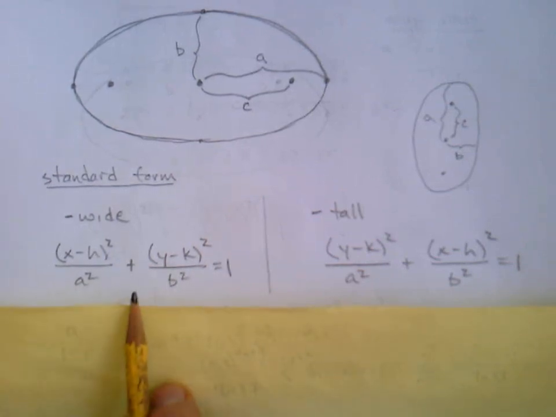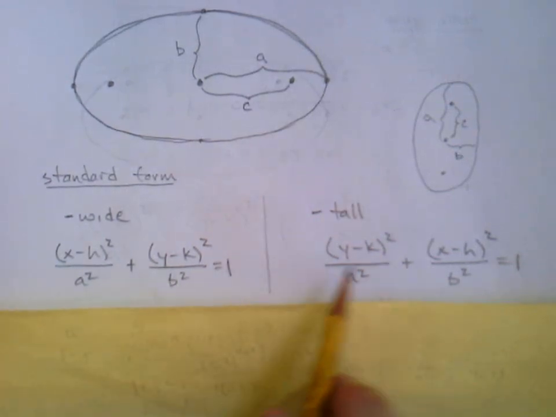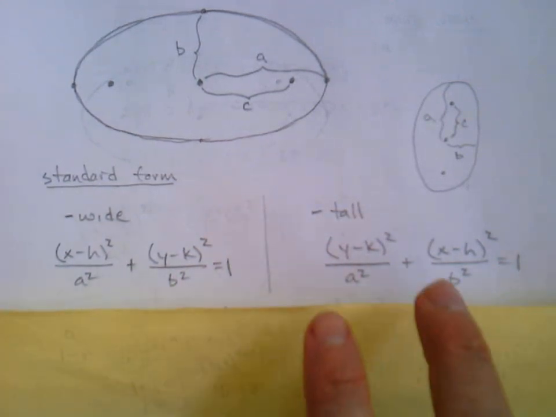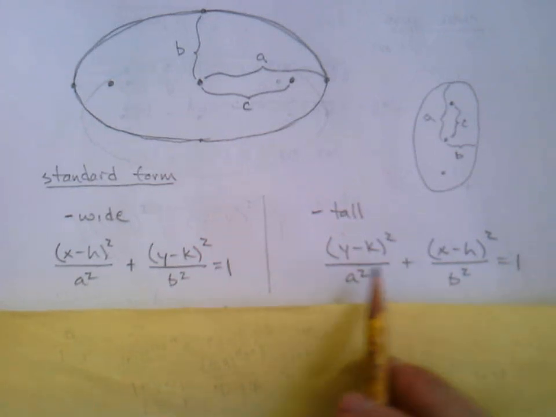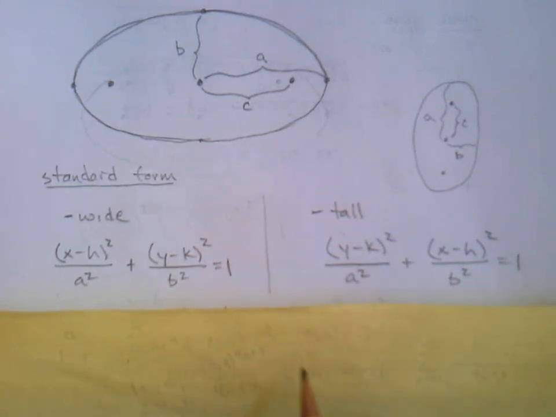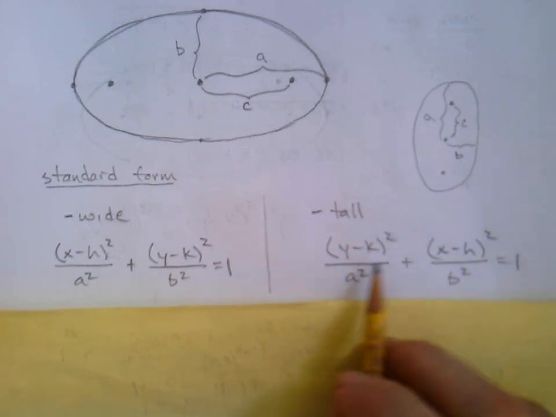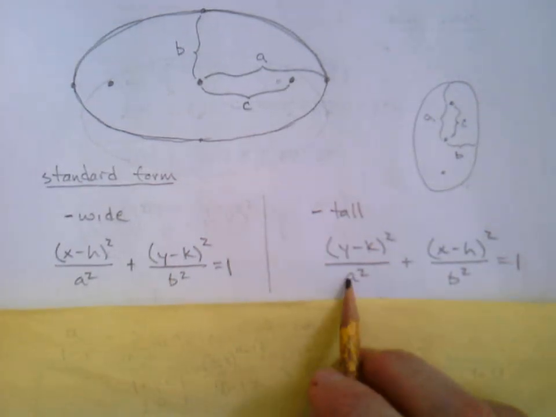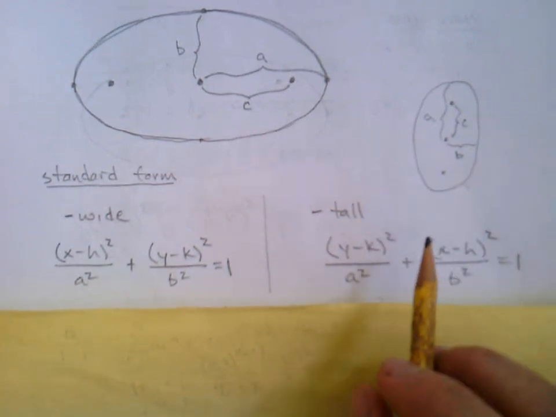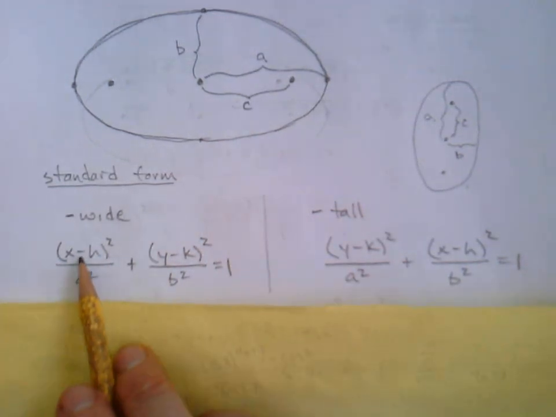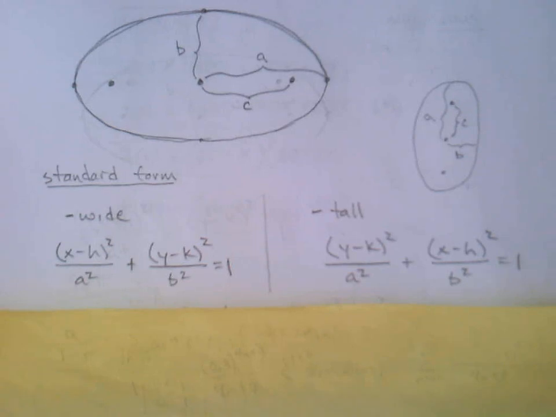Really, in the end, they are the same equation. So, you're adding, so there's really no reason to even reverse the order. You might think of y even as in the second position for the tall one. Just be sure that a, the bigger value, always goes with the long direction. If it's tall, then it's vertical, and a goes with the y. If it's wide, then it's horizontal. A goes with the x. All right.